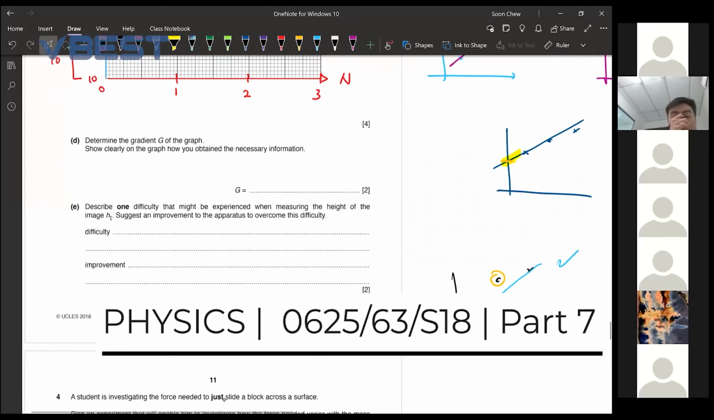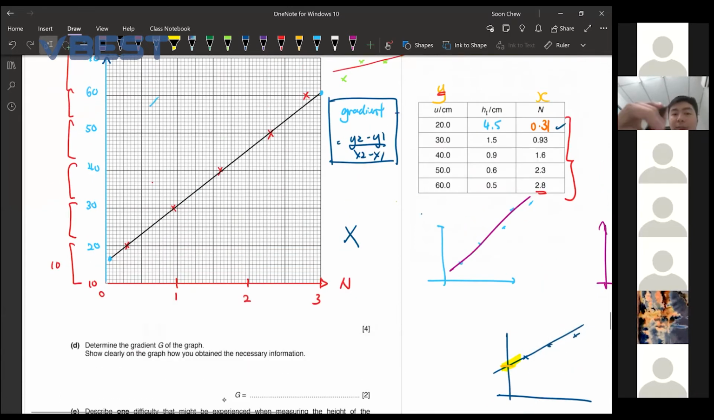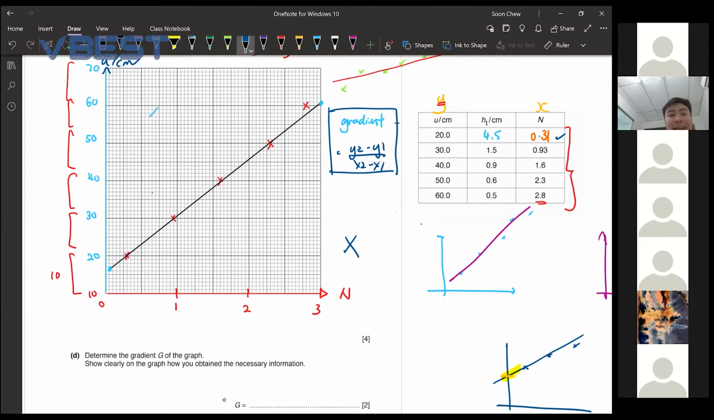So determine the gradient like I mentioned. Now, when you are choosing the points, try not to choose too close to each other. It must be at least half the graph apart. Choose 2 points that are easy for you to read. Maybe this point here is 0.5, and then this would be 23.